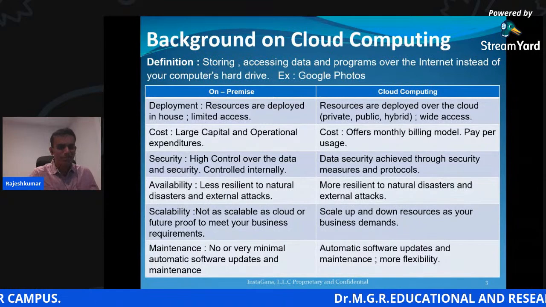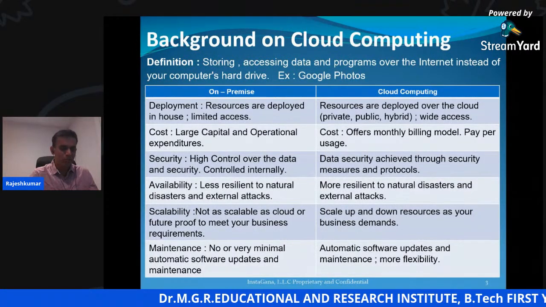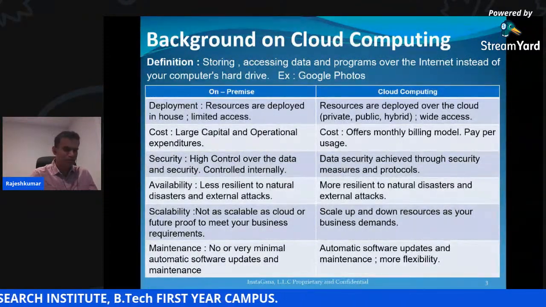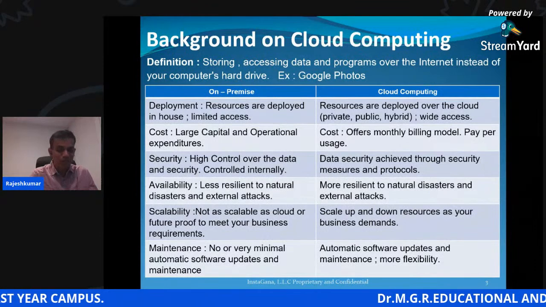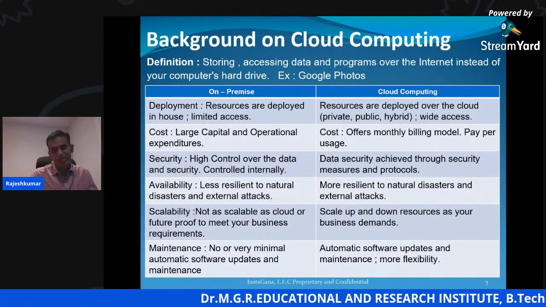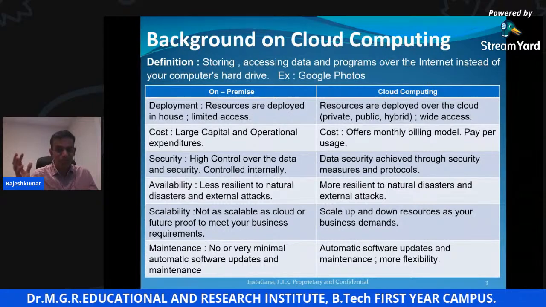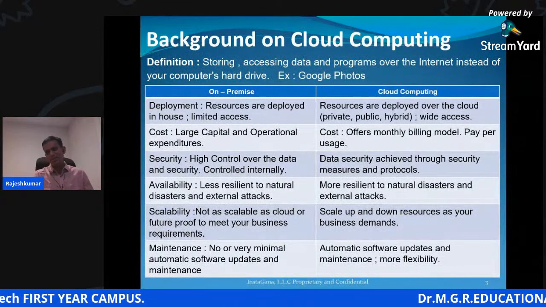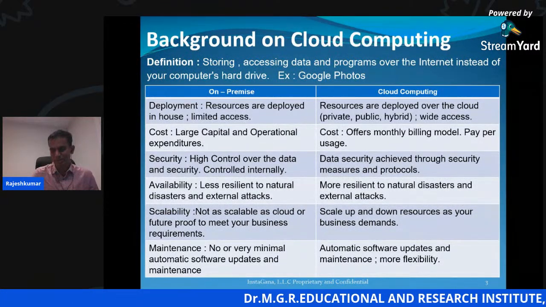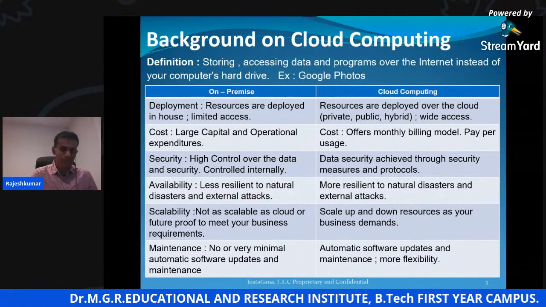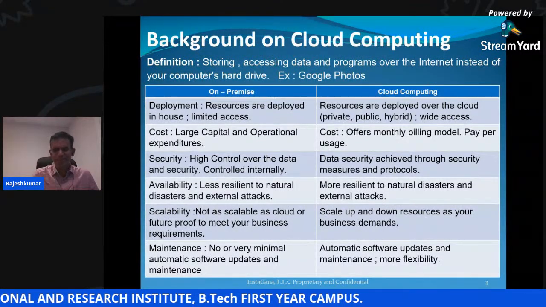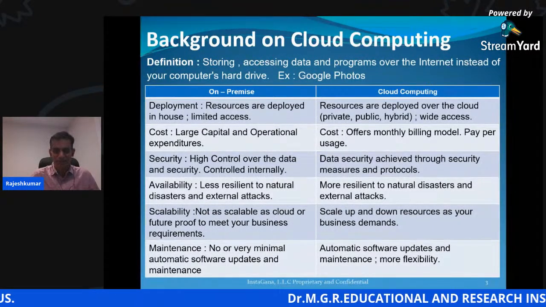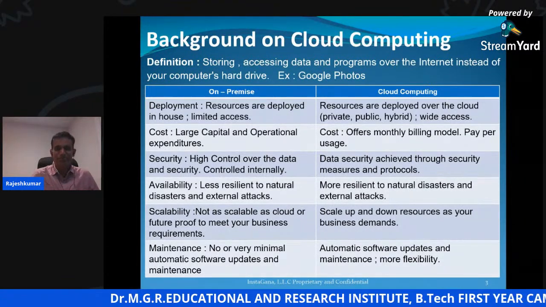The ideal example is Google Photos or YouTube that you watch on a daily basis. You just take a photo from your mobile phone, and it gets stored in the cloud, in Google Drive. Whenever you want to access it, you can access it from anywhere. But previously that was not the case. When these cloud services were not there, when you took a picture, it was stored in your camera. You had to transfer it to your computer, and then process it and do the other stuff.